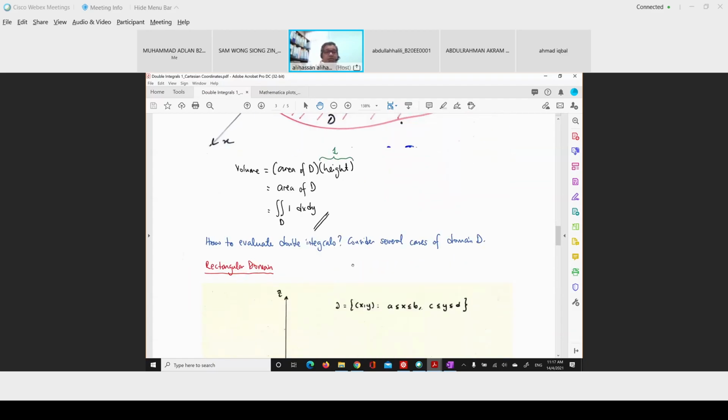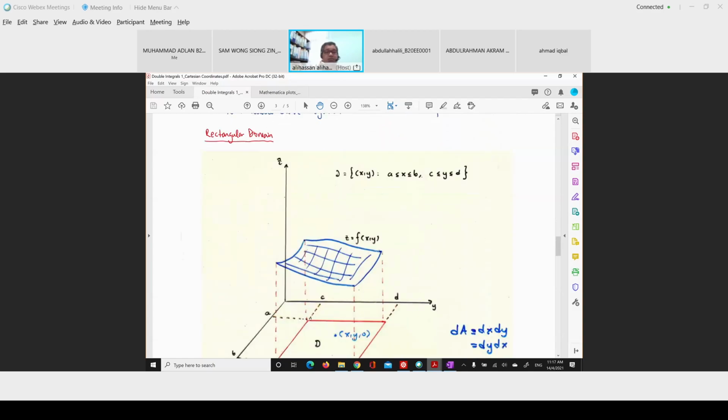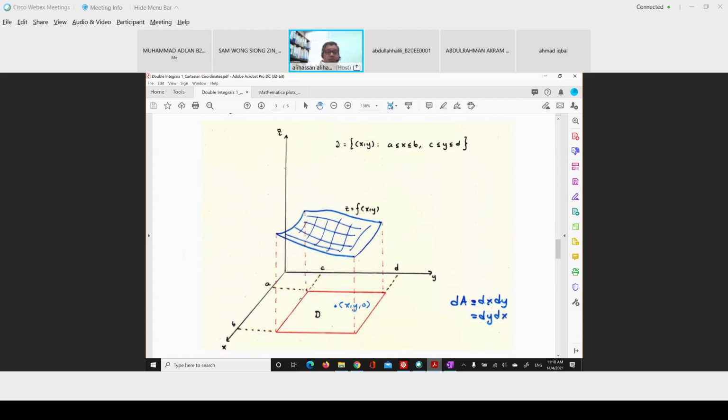So there are several cases. First, we look at the rectangular domain D. So let's first consider the case where the domain D is a rectangular region here. Okay, so z equals f(x,y) is a surface directly above the rectangular domain D here.